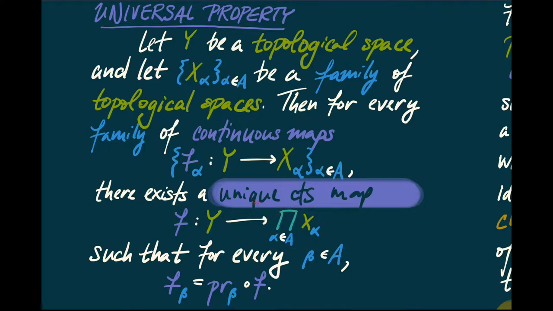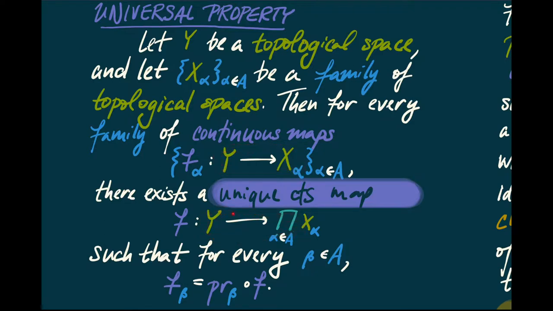And it's unique with the property that for every beta, if I take my map and compose it with the projection map onto the beta factor, then I'll recover my F beta. In other words, this map has the property that its beta component is exactly F beta. And I've exactly rigged the definition to ensure that if all of these maps are continuous, then this map is continuous. And that's an if and only if statement. This map will be continuous if and only if each of these maps is continuous.